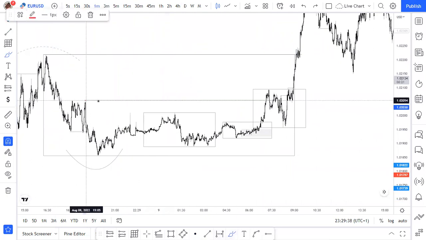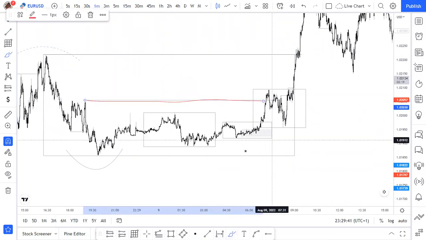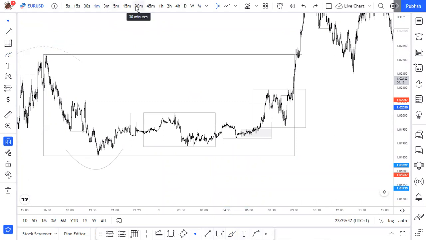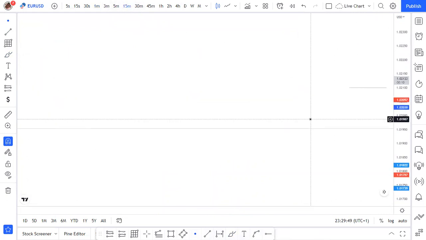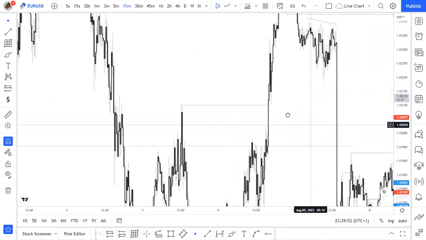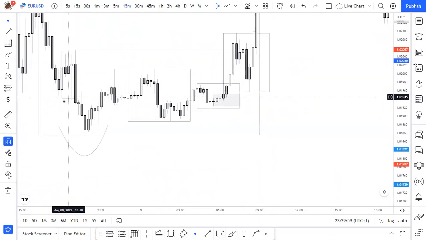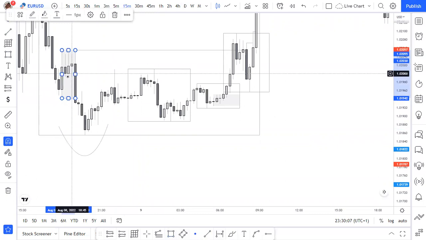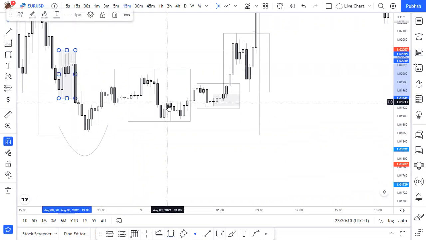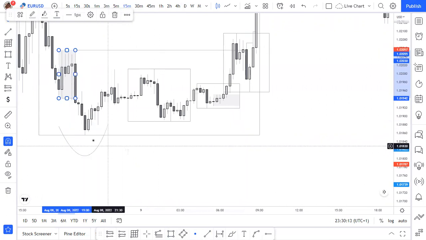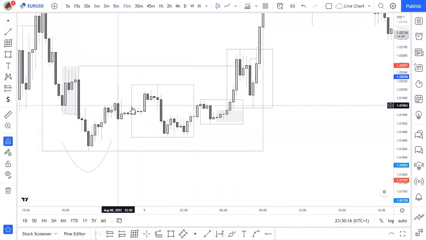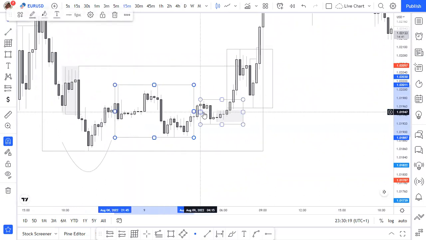So we had the break above here, and I said, okay, where are my ranges? Let me go to the 15 minutes. When we had the break of structure, I'm looking for demand ranges to trade from. After this break of structure, when price pulled back, it reacted to this supply range here. The price pushed down and then failed to take out this low. So I marked this out as one of my demand ranges.